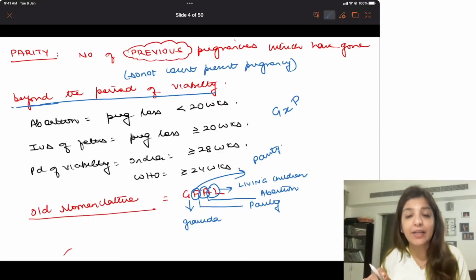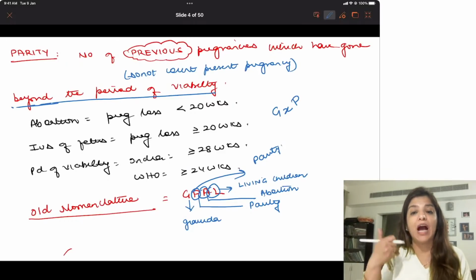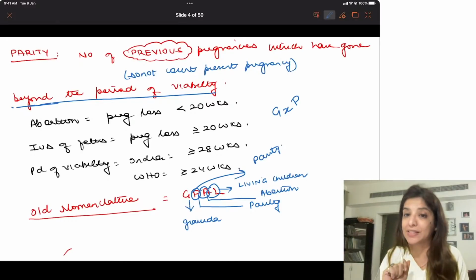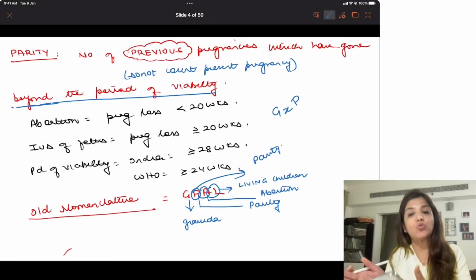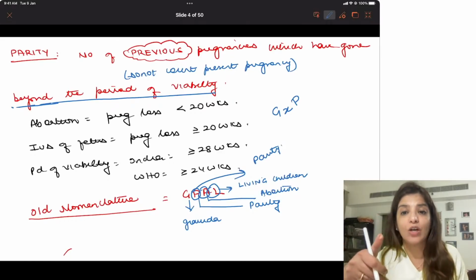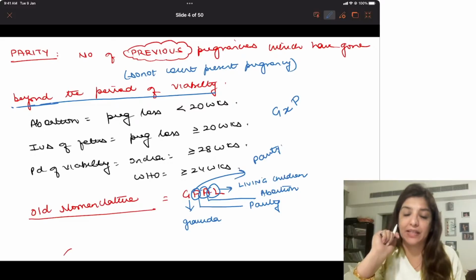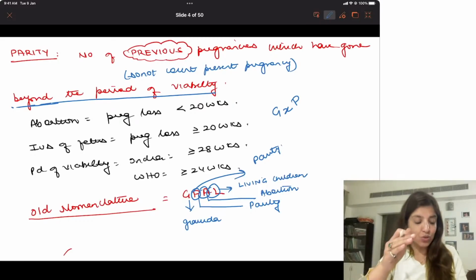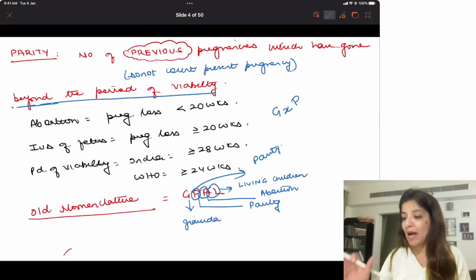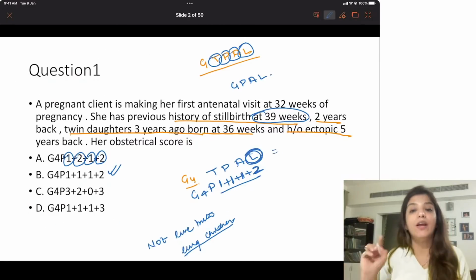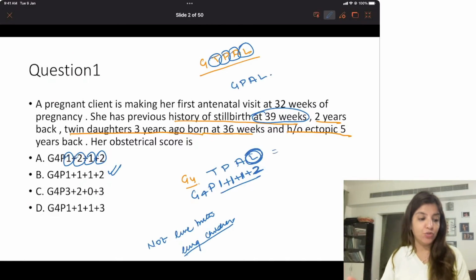Why? Because parity means number of pregnancies which are happening after 28 weeks, right? So, previous pregnancies which had gone beyond 28 weeks. Abortion means previous pregnancies which ended at less than 20 weeks. So, suppose there is a female in whom a pregnancy loss happened at 24 weeks in the previous pregnancy. Where do we count it? We can't count it in parity. We can't count it in abortions. That is why G-PAL system is not a good system. GT-PAL system is a good system. And over here, the answer is option B. Right? Clear to all of you?